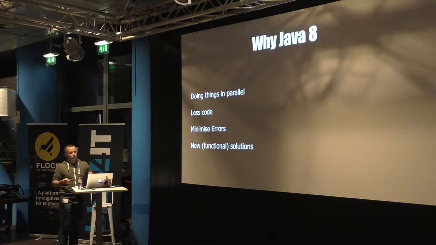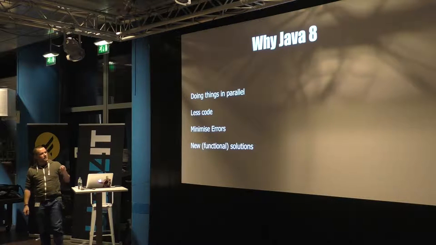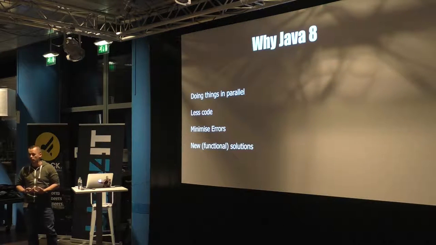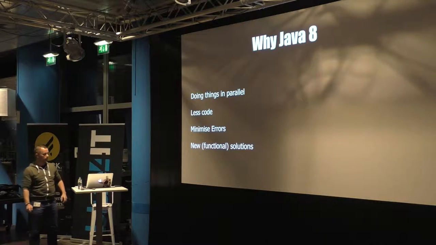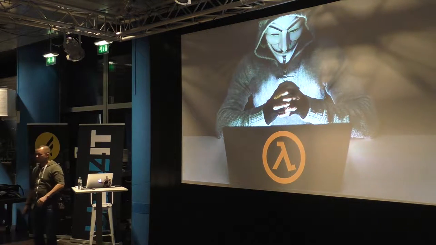It would give us new solutions to problems we had, for optional, for example. And the main point was it would make our code more readable with the functional perspective that Java 8 should bring us. Well, let's dive into, first thing, lambdas.